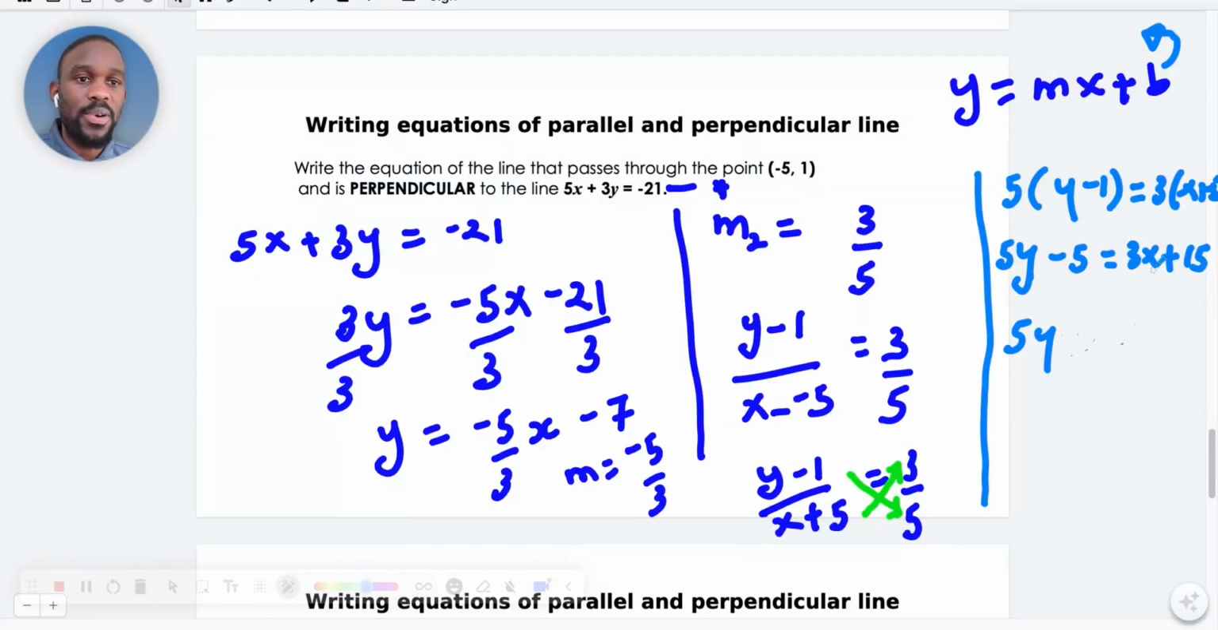So 5y minus 3x is equal to, because this is a -5, it's going to be a positive when it goes to the other side. So I'm going to give you 5y minus 3x is equal to 20.